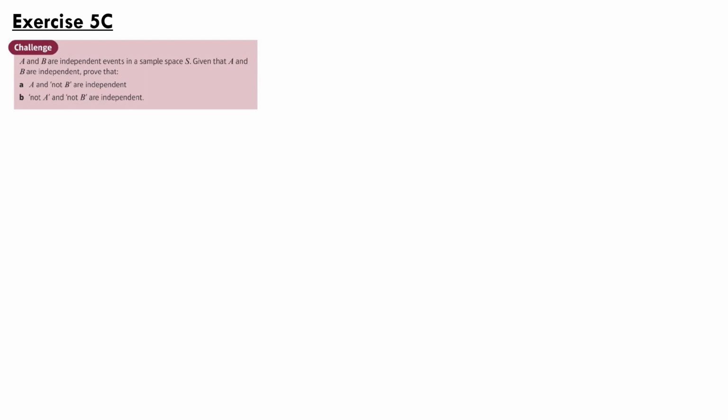Okay, moving on to exercise 5c. A and B are independent events in a sample space S. Given that A and B are independent, prove that for part a, A and not B are independent.